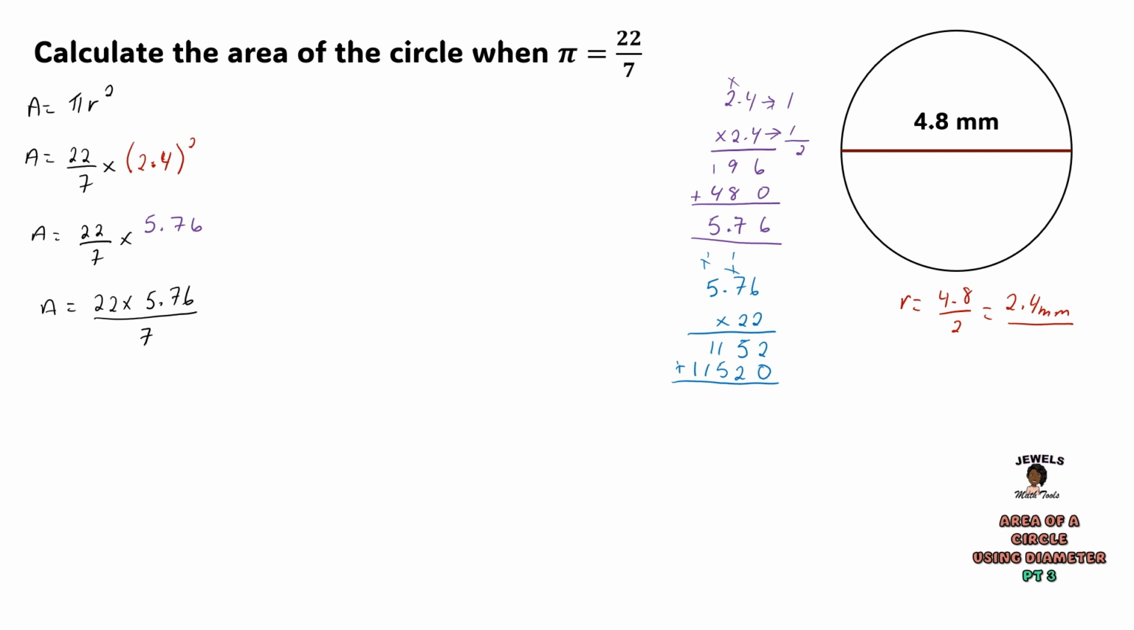Let's sum our digits together. 2 plus 0 is 2. 5 plus 2 is 7. 1 plus 5 is 6. 1 plus 1 is 2, and we'll bring down our 1.